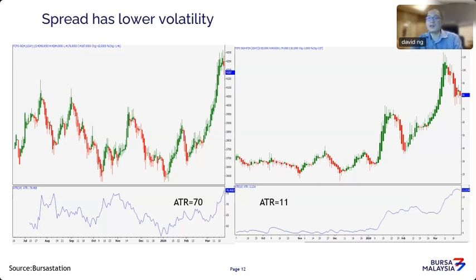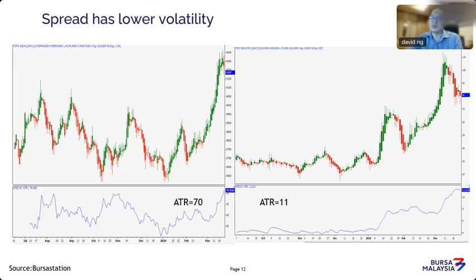So if you are someone who is accustomed to high volatility, perhaps spread trading is something you could consider, because the price range of a particular spread tends to be lower compared to outright trading. I think that's one of the benefits for people to look at when it comes to spread trading.